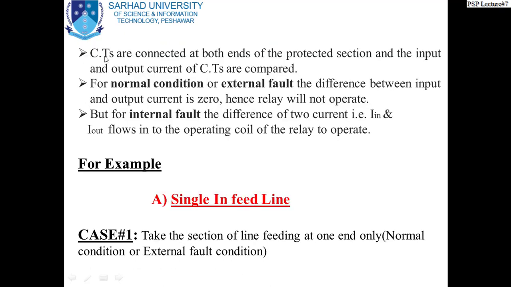CTs are connected at both ends of the protected section, and the input and output currents of the CTs are compared. For normal condition or external fault, the difference between input and output current is zero, hence the relay will not operate. But for an internal fault, the difference of the two currents, that is I in and I out, flows in the operating coil of the relay, causing it to operate.